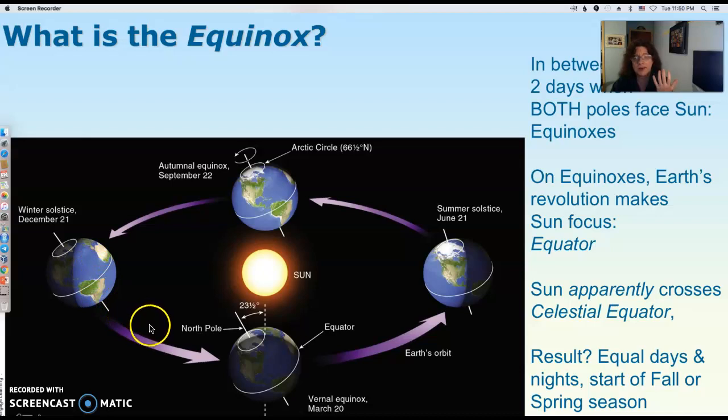There will be another time in March when both poles will be lit equally at the vernal equinox, and that is also a time when the sun seems to shine directly on the celestial equator.